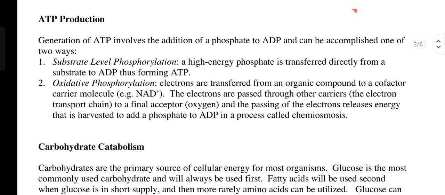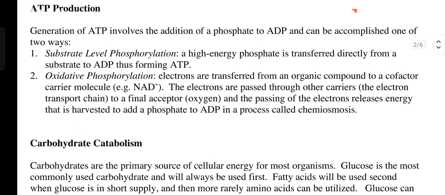ATP production. Generation of ATP involves the addition of phosphate to ADP and can be accomplished one of two ways. Number one, substrate level phosphorylation: a high energy phosphate is transferred directly from a substrate to ADP, thus forming ATP. Number two, oxidative phosphorylation: electrons are transferred from an organic compound to a cofactor carrier molecule, that is NAD positive.